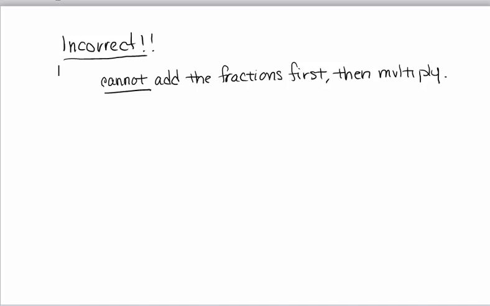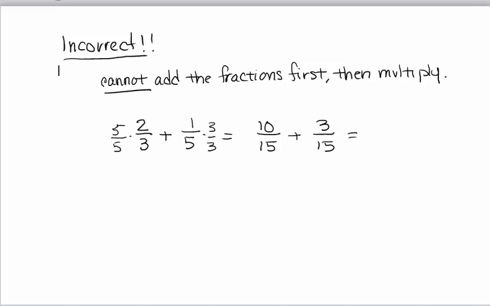So again, we said we had 2/3, so we cannot do this. We cannot take 2/3 plus 1/5. Right, so that's going to give me what? Denominator of 15. So I multiply top and bottom by 5 over here. So I get 10/15, multiplied by 3 on the other one. So I get 3/15. That gives me 13/15.